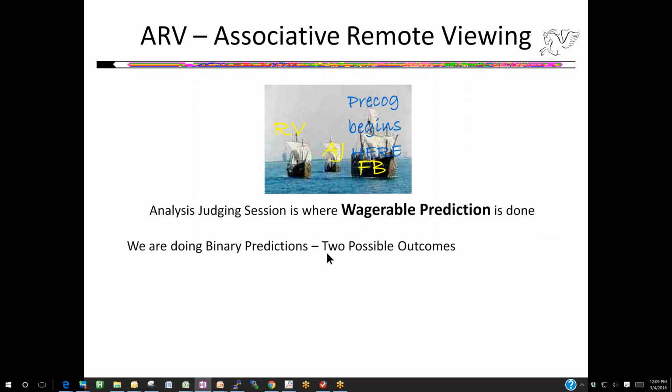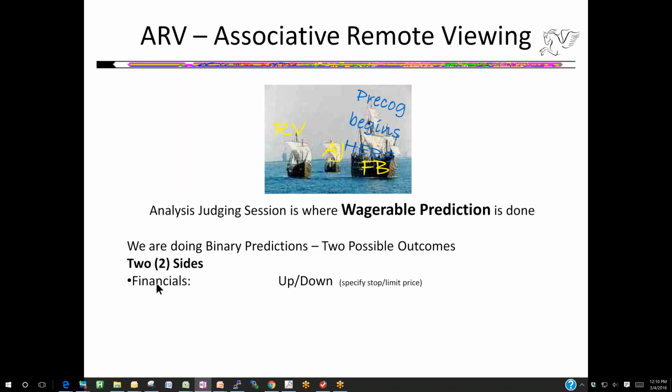Now, we're interested in doing the kind of predictions which are yes, no, and wagerable. That has become our focus because we believe that will influence society to move forward towards what we call a consciousness paradigm shift. We're doing binary predictions. We call each of the two possible outcomes sides. So in a financial situation, you would have an up and a down side.